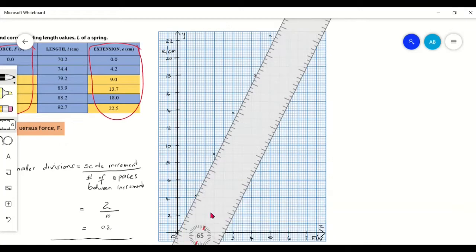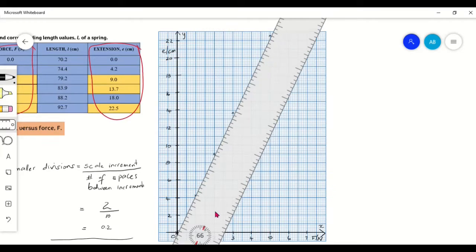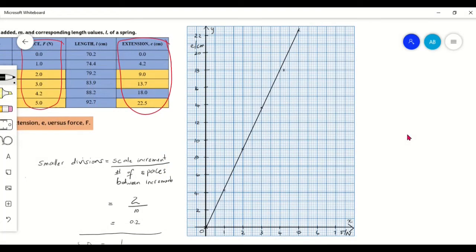Now for this procedure, you take your ruler and you try to line it up so that it passes through as many points as possible. For all the points that it does not pass through, you try to balance that on both sides of the line. Alright, so after drawing my graph, setting my ruler, this is the best way I'm getting it.